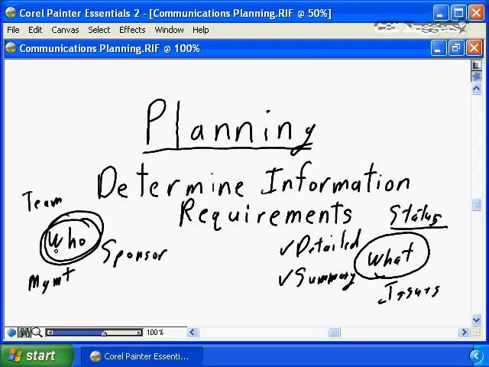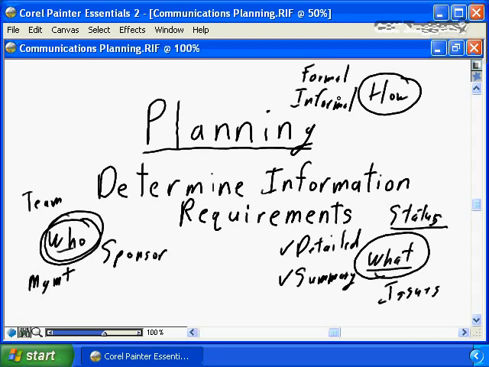How are you going to distribute the information? Is it going to be a formal distribution? Formal as in written documentation? Or is it going to be informal? Informal may be emails, informal may be telephone conversations, informal may be ad hoc meetings where you simply pop into the sponsor's office to say, hey, by the way, I've been tracking this risk and it's no longer a project challenge. So you need to understand how you're going to distribute the information. Is it formal or is it informal?